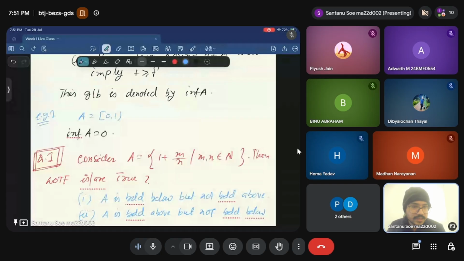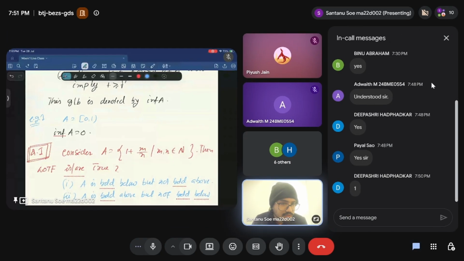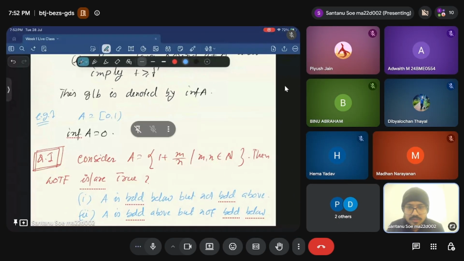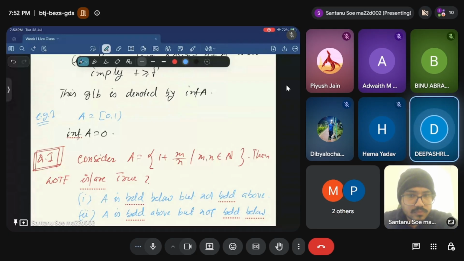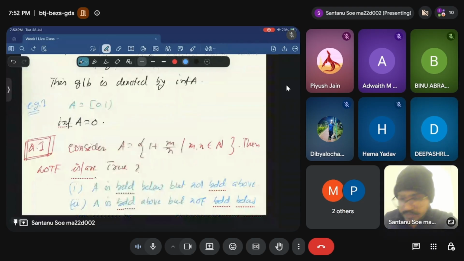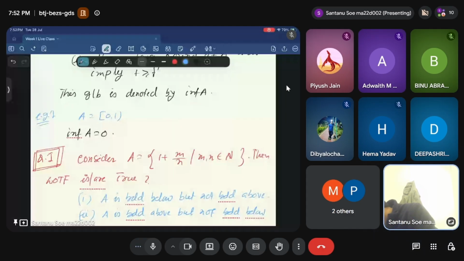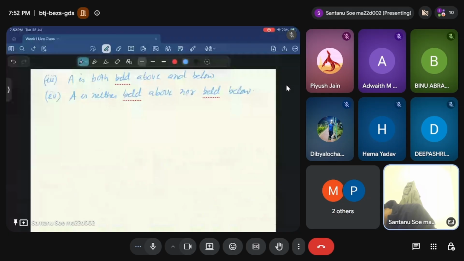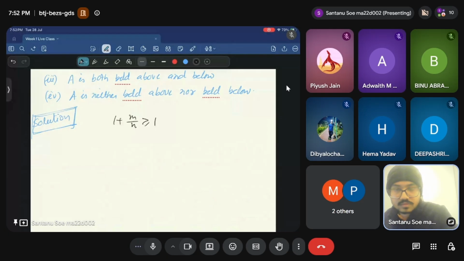So Deepashri has replied. She said 1, that means bounded below but not above. Yes, that is the correct option, but why is it true? We can fix n as 1 first, because m and n are any natural numbers, and m can go on increasing. Yeah, that is true. So one thing you can notice from here is that 1 plus m by n is always greater than or equal to 1. This is true for each m and n in the natural number set.